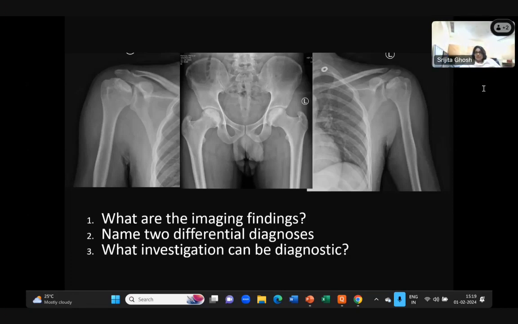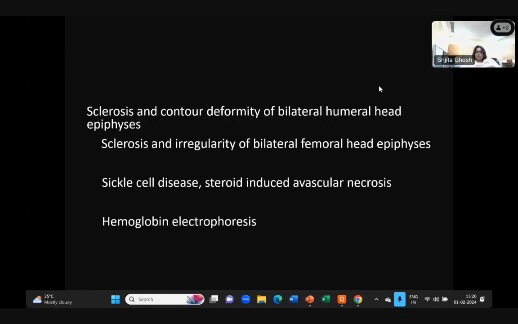Sickle cell and steroid. Who's written all this? I read to everyone. Very good. So the answers are yes, sclerosis. So you just write yes. This is avian, but what is the stage? We are seeing a collapse, contour deformity of bilateral humeral head and irregularity. Femoral head in this case was not totally collapsed, but there was irregularity, sclerosis.